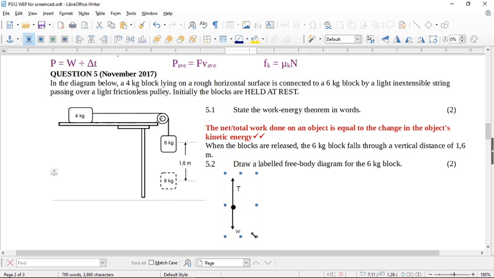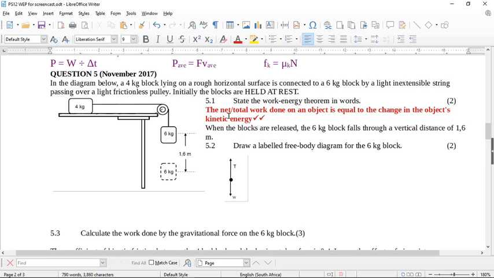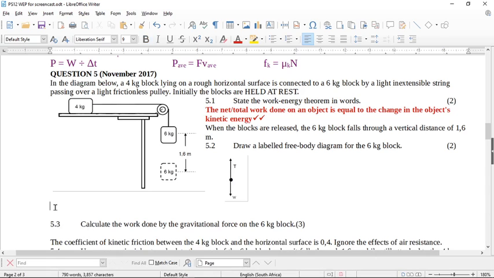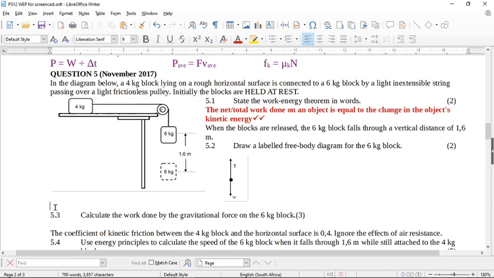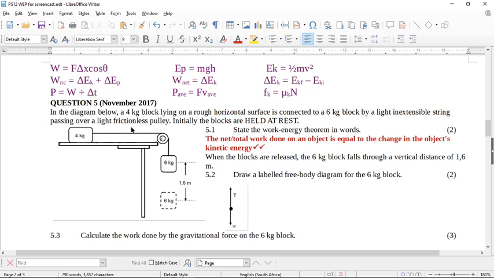So let me see if I can scooch this in a bit smaller so we can get some more information on the screen here. Okay, so there's my labeled free body diagram for the block. Now it says to you, calculate the work done by the gravitational force on the 6 kilo block. So this 6 kilo block, the gravitational force is acting in which direction? Downwards. The 6 kilo block is moving downwards. So we can calculate the work done by gravity on the 6 kilo block if we use this formula.